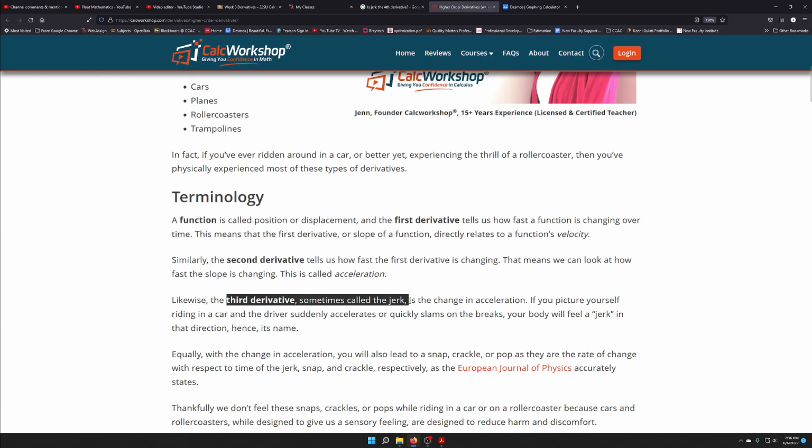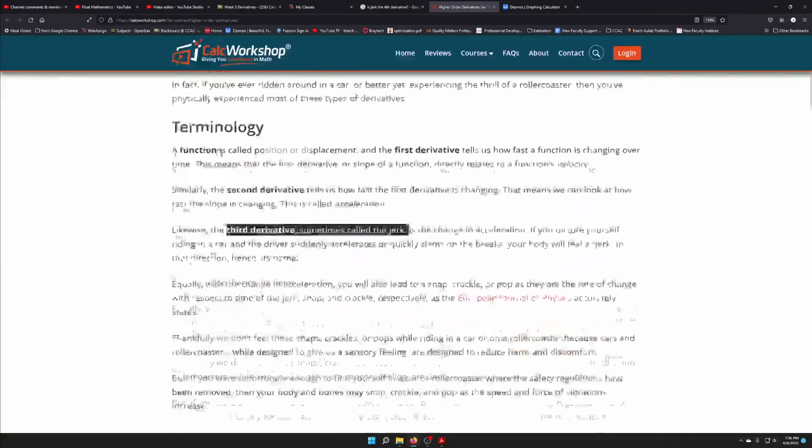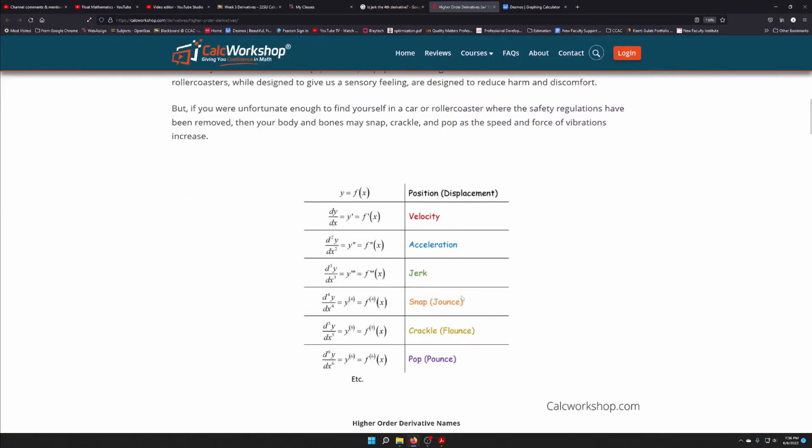And I can't believe this. I'm literally laughing out loud here. Here's a nice little table. We got position, which is displacement. Velocity is the first derivative. Second derivative is acceleration. The third derivative is jerk. And look at the last ones. The fourth derivative is snap. The fifth derivative is crackle, and the sixth derivative is pop. I cannot believe that they are called snap, crackle, and pop.